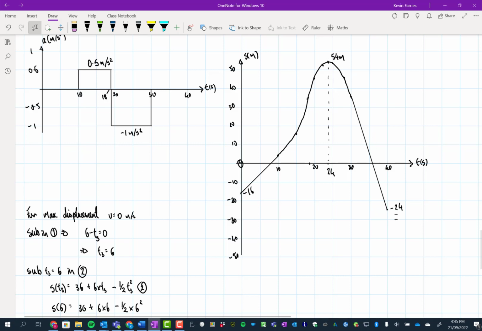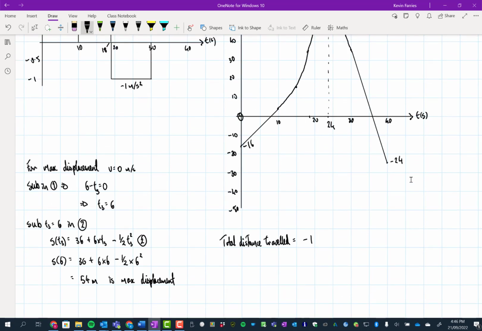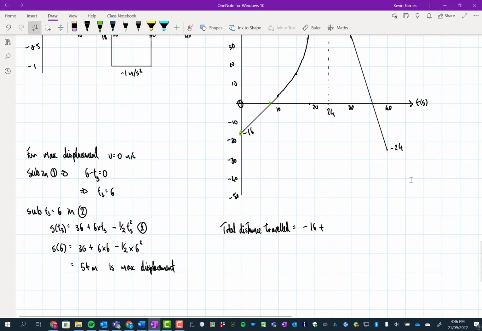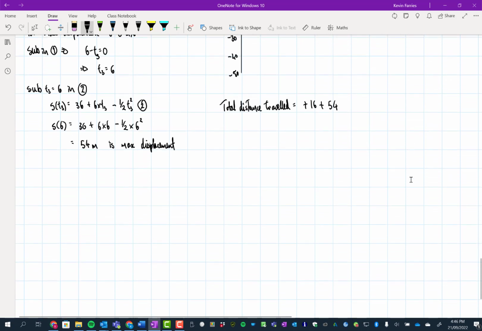And then we've gone all the way from 54 to minus 24. So therefore, we can figure out total distance travelled. So it's minus 16, sorry, to start with. So it's minus 16 plus, so that's from here to here. Let me kind of draw it. So going from here to here, you've travelled 16 meters. Then you've come all the way up to here, so that's another 54 meters. So no negatives when you're talking about distance travelled. And then we've gone from 54 back to 0, so that's another 54 meters.